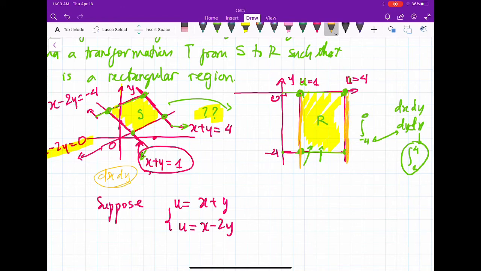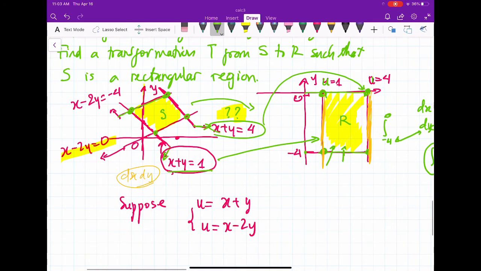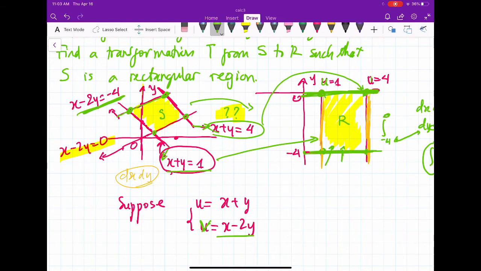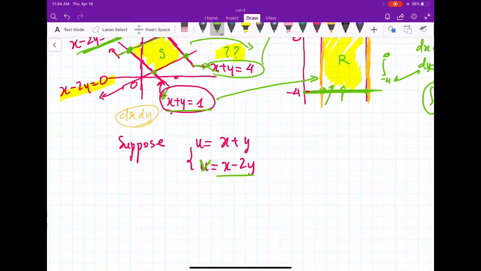Make sense? So basically, if you put u equal to x plus y, you map the line x plus y equal to 1 to the line u equal to 1, and x plus y equal to 4 to the line u equal to 4. Make sense? Similarly, you can put v equal to x minus 2y, because when x minus 2y is 0, that is the u axis in here. Makes sense? And when x minus 2y equals -4, you get this straight line. That's it. That's why you put u equal to x plus y and v equal to x minus 2y.